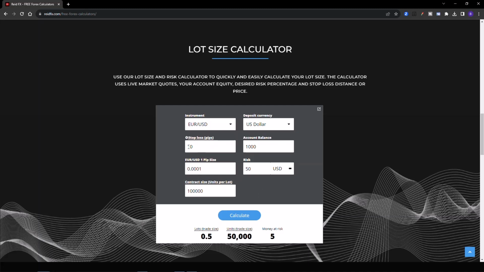Okay, so with a 10 pip stop loss, they need to trade a position size of 0.5 lots if they want to risk this $50 for this trade. That's fine. Now let's go to the margin calculator and have a look and see what margin requirement they actually need to place this trade.